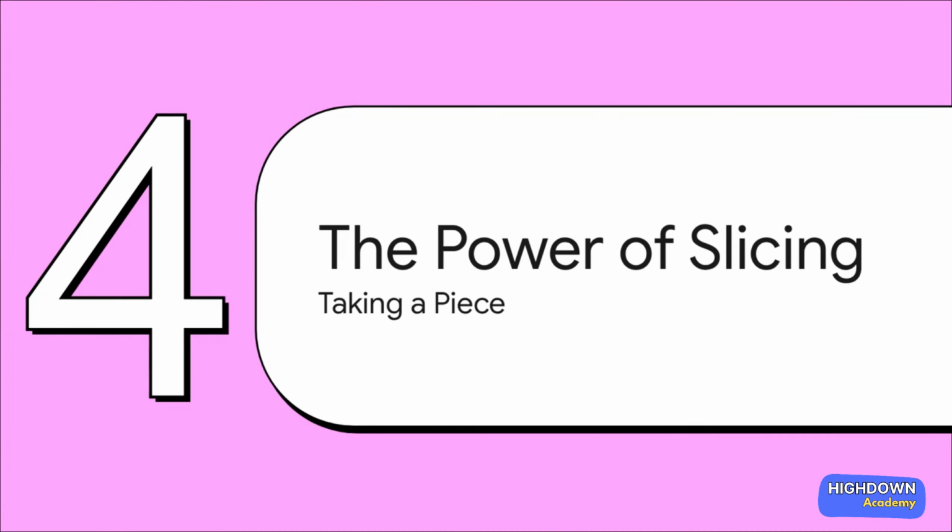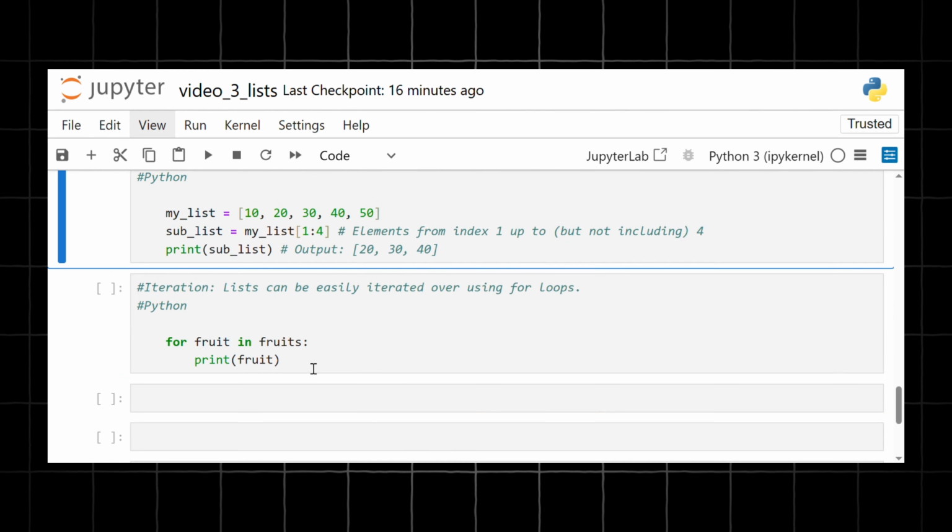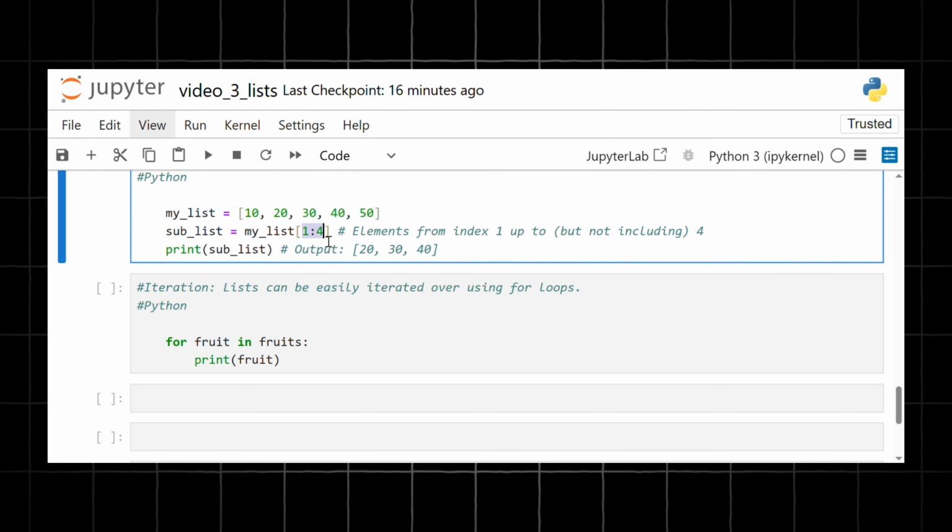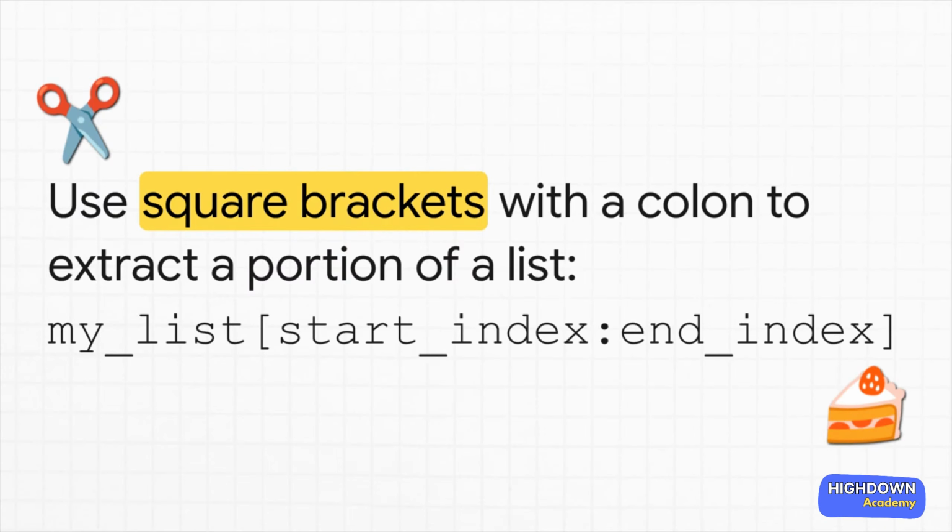Okay, let's talk about one of the most powerful features of lists, something you are going to use all the time, slicing. Slicing is amazing because it lets you grab a whole chunk of a list, a subsection, all in one go. The way you do it is with square brackets, but this time you put a colon inside. You give it a start index and an end index, and Python hands you back a brand new list with all the items that were in that range.